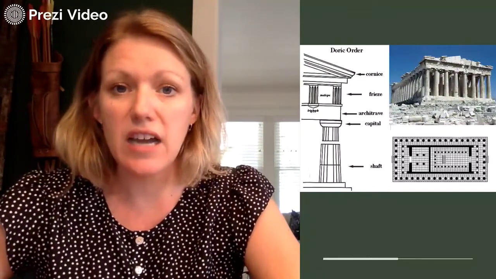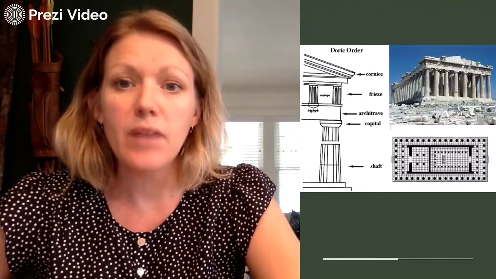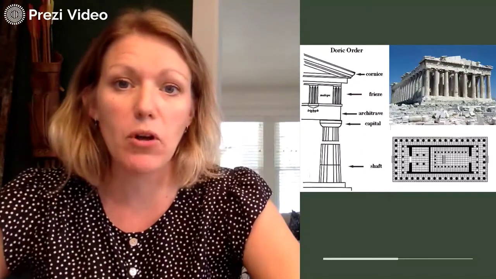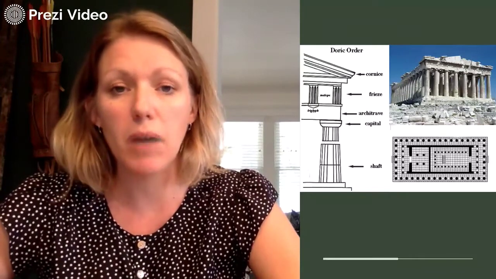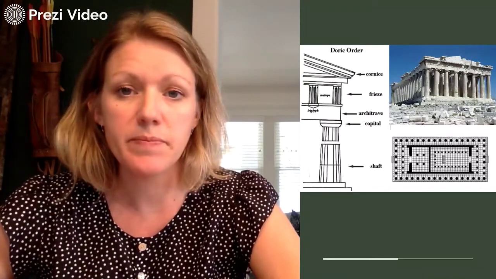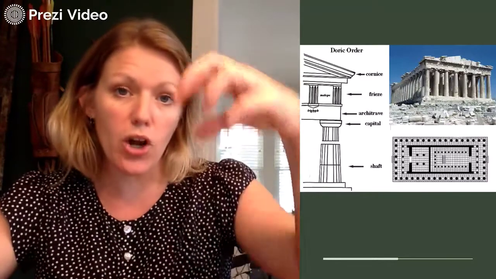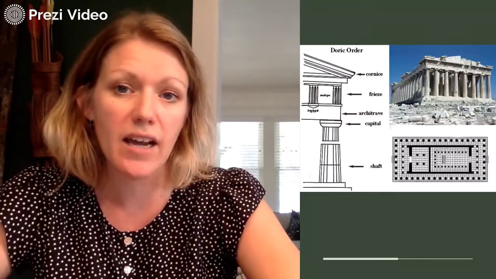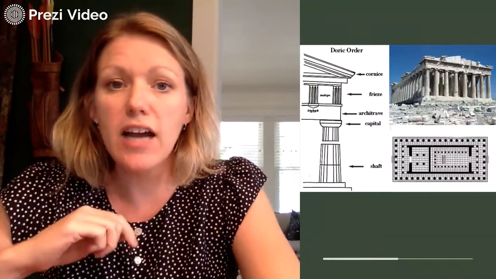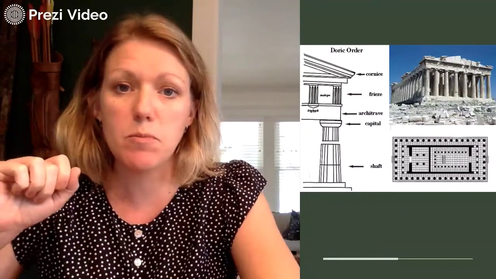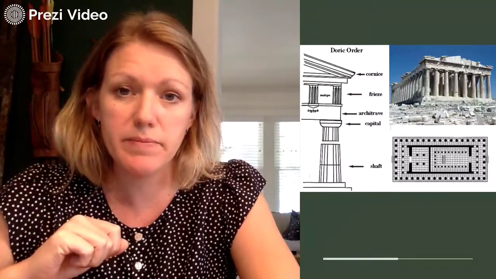The columns of this style have a capital top, or the crown of the capital, made of a circular stone called the echinus, with a square block above called the abacus. The shaft, which is the tall part of the column, is plain and it has 20 sides. There is no base to the Doric order. The shaft simply raises from a three-stepped platform called the stylobate.